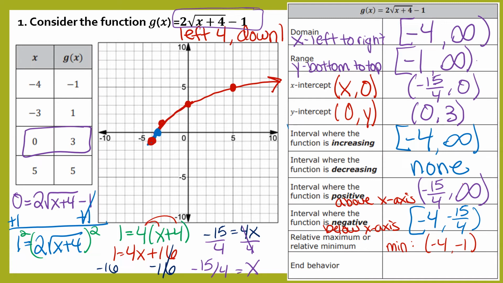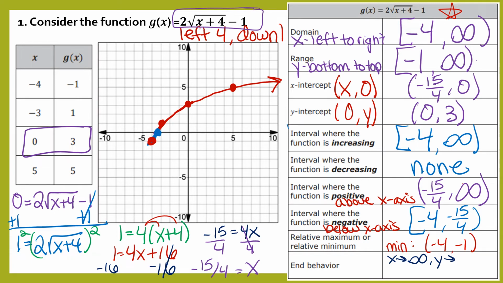All right. Lastly, the end behavior. The end behavior is how the ends of the graph are behaving. So we want to look at the left end and the right end. For this, we're going to use our domain, this -4 and this positive infinity. So we're going to look at what's happening as the x's go off to positive infinity. That's the right half of the graph. What are the y values doing?